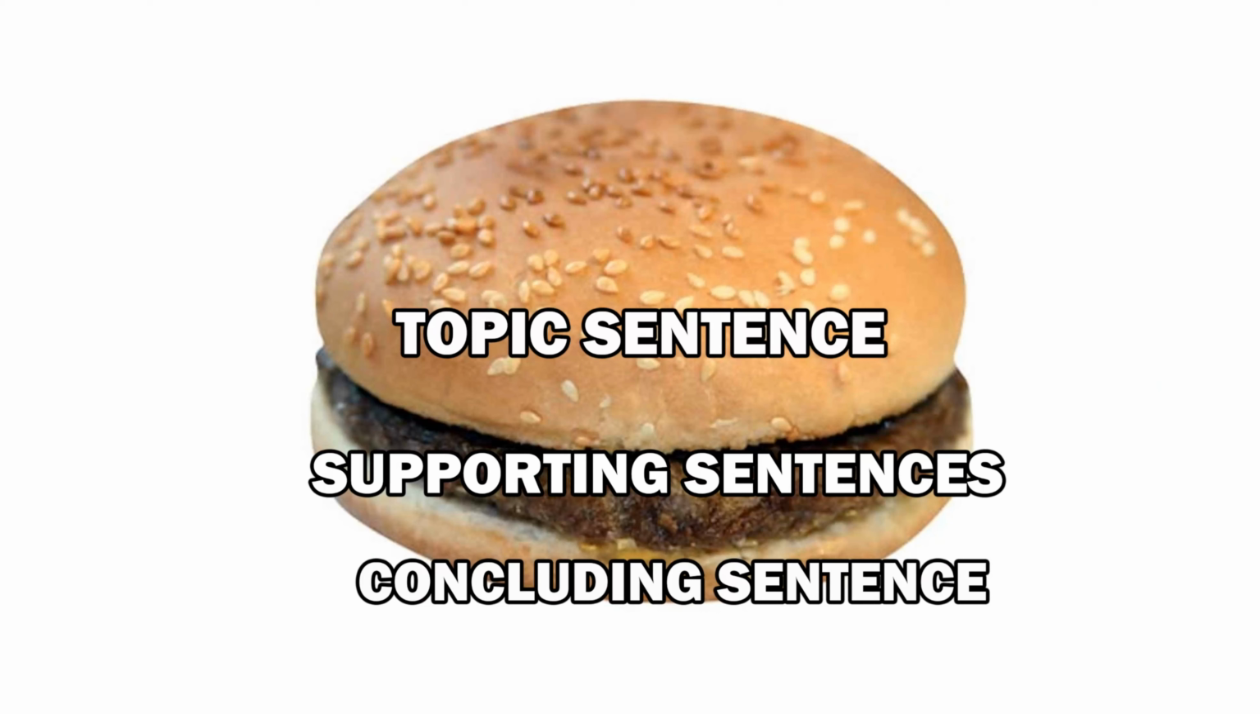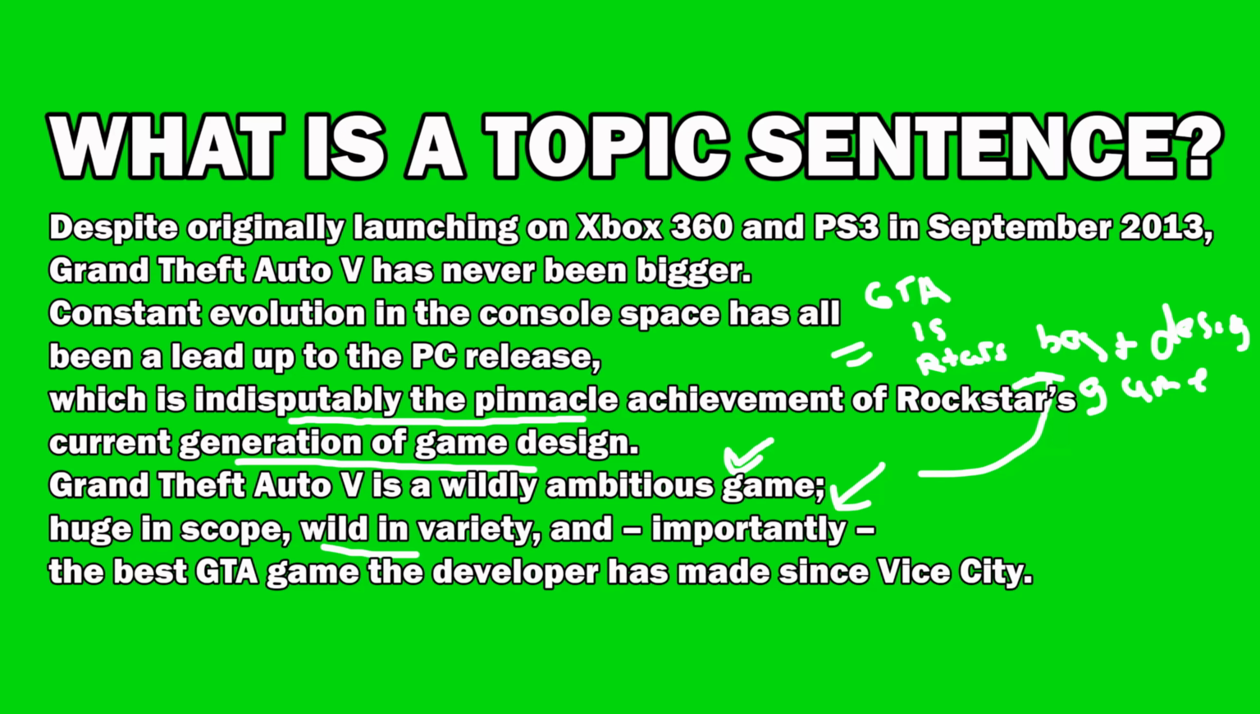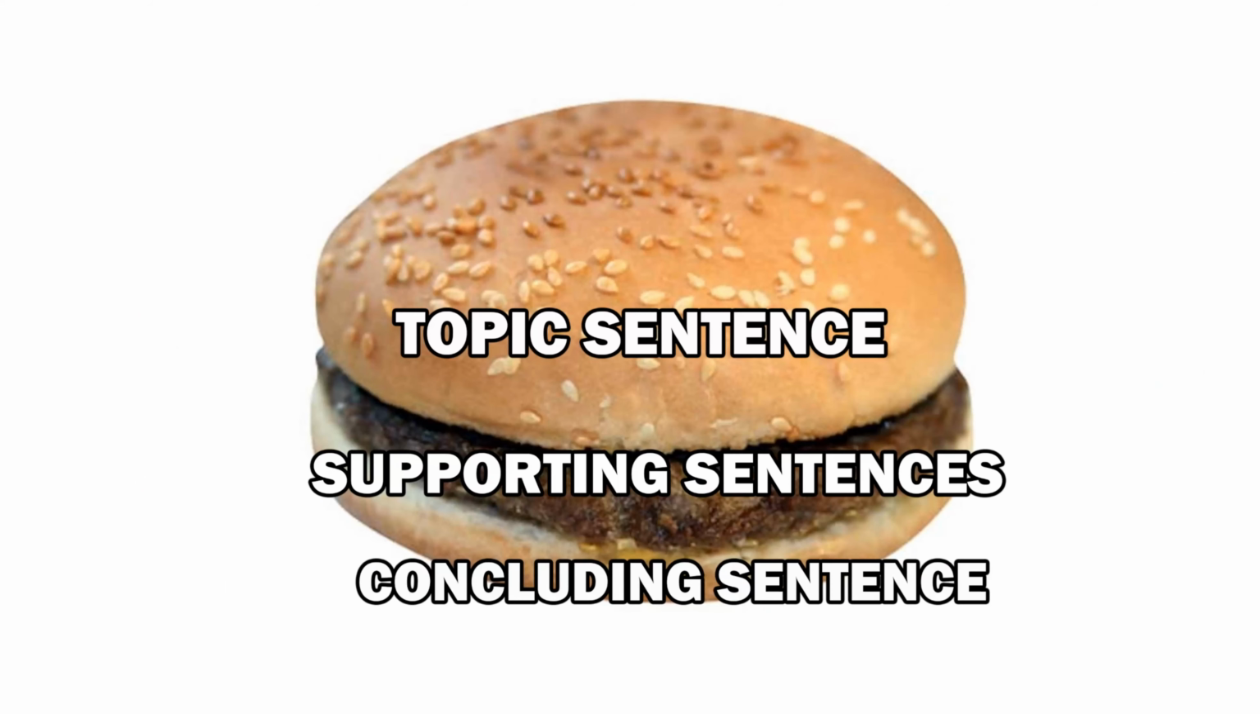So when we go back to what a good paragraph will have, a topic sentence, supporting sentences, and a concluding sentence. And you see here, when you conclude, basically you're rewriting the topic sentence. But again, importantly, the best GTA game the developer has made since Vice City, which is a rewrite of the topic sentence. Remember, we don't write "in conclusion," but in our minds we think that. "In conclusion" is for little babies. We're getting older now, we're not going to write that. But every paragraph you read in all those passages should have a topic sentence, supporting sentences, and a concluding sentence.